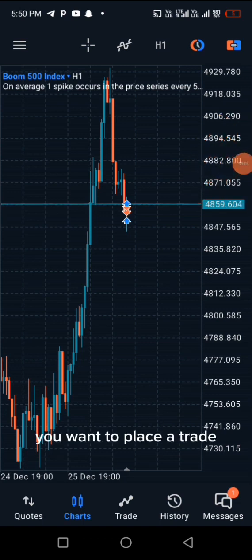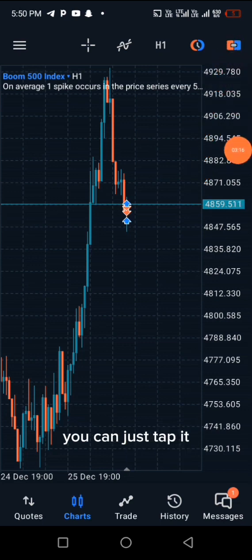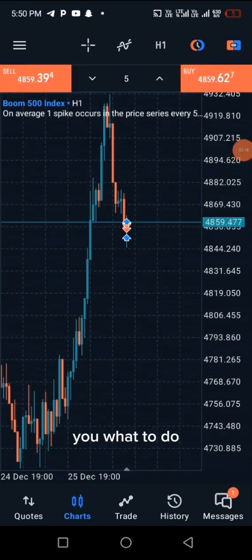You want to place a trade, especially with MT5, because the MT5 interface has been upgraded, right? It's not like the MT4 platform that is still underrated. So if we just come to this place, we can tap it once, then to show you what to do. There are only two things you can do in the market. It is either you buy or you sell. There's nothing you can do in between.